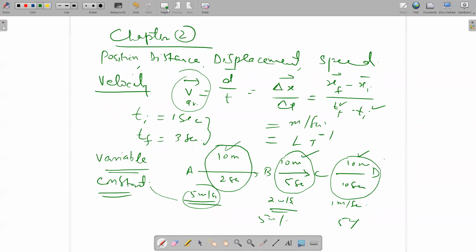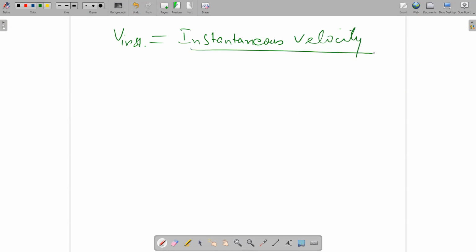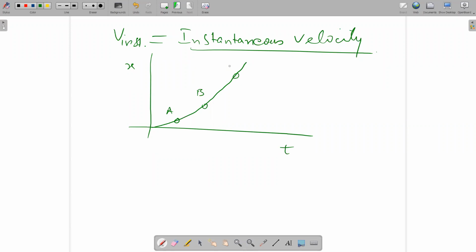Okay. Next, the most important is v instantaneous. This is called instantaneous velocity. So what does instantaneous velocity mean? Suppose we have a displacement time graph, and the graph is curved like this one. This is point A, this is point B, and this is point C.